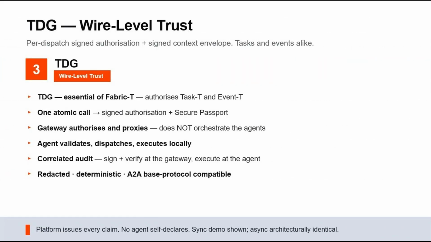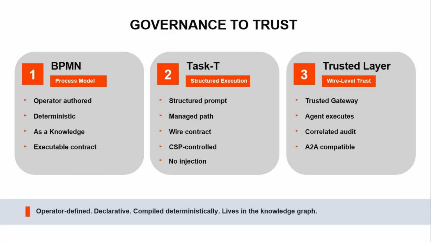From a written process to provable autonomy: 3 stages, 1 fabric, 0 trust, every decision provable.